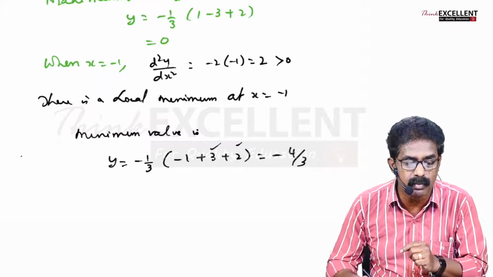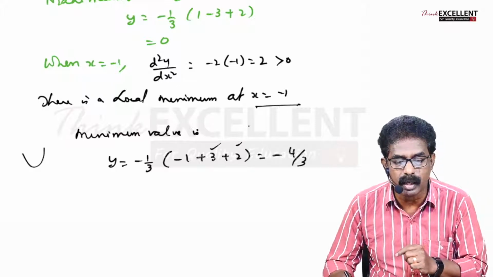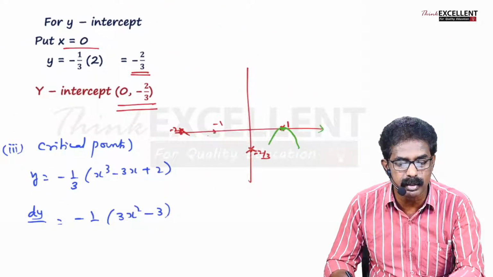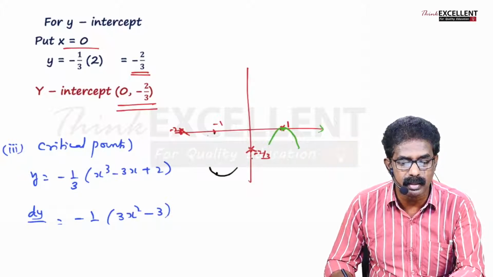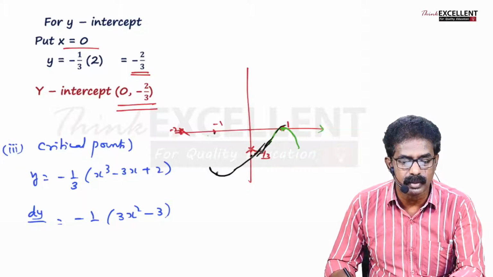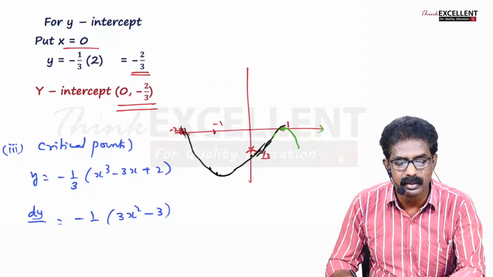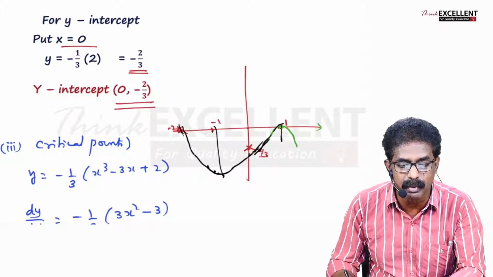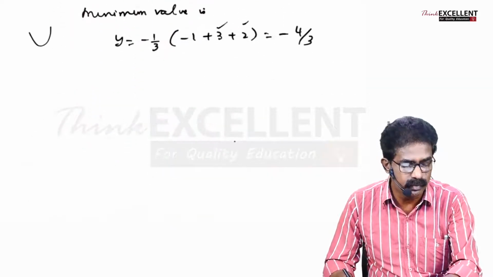So minimum means the curve will be like this. There is a minimum at x equal to minus 1, and the minimum value is minus 4 by 3. So at minus 1, there is a minimum, it is minus 4 by 3 somewhere here, right? So the curve should come like this. It cuts the x-axis at some place, so it will be coming something like this, right? So here there is a minimum, and it cuts the x-axis at some other point here also, they said, right? So you got some idea. Here there is a minimum value, here there is a maximum, right? Okay, so that is step number 4 we finished, okay?